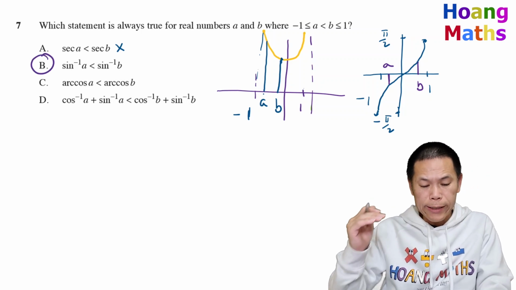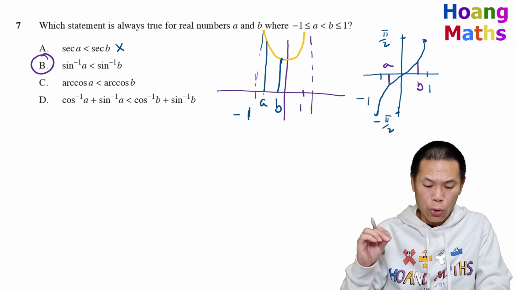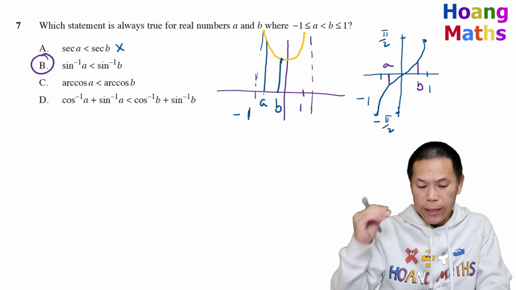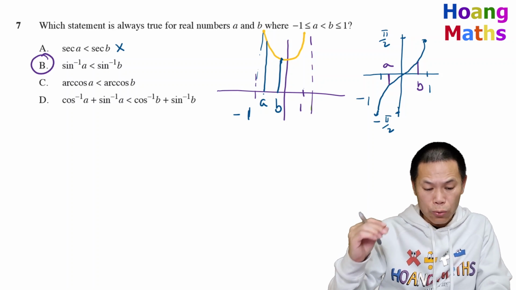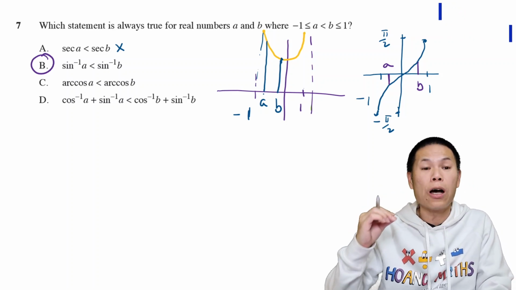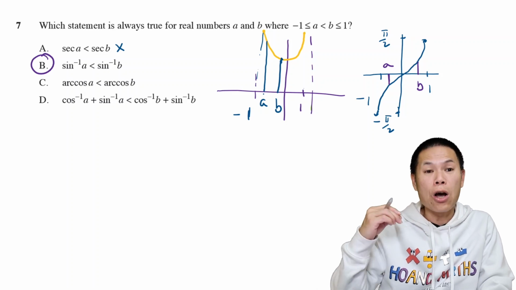We know that C and D are wrong because we already found the answer is B. But for our understanding, let's look into parts C and D. So arc cos of A, that means inverse cos of A.